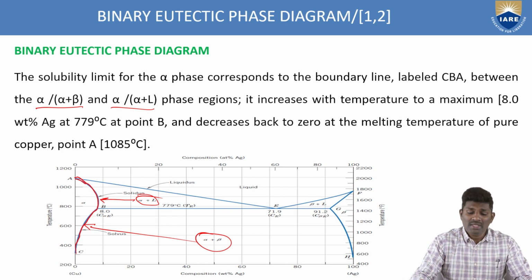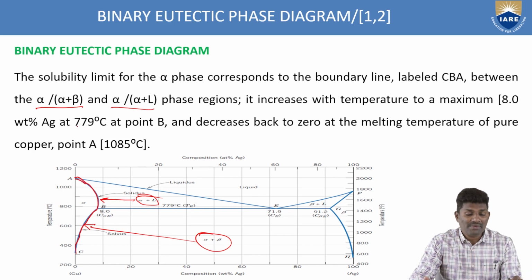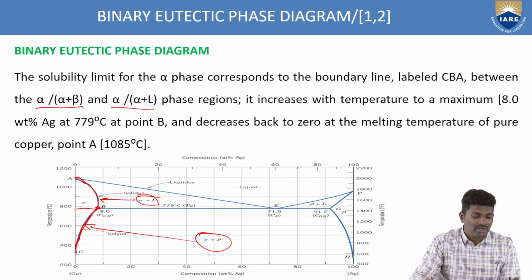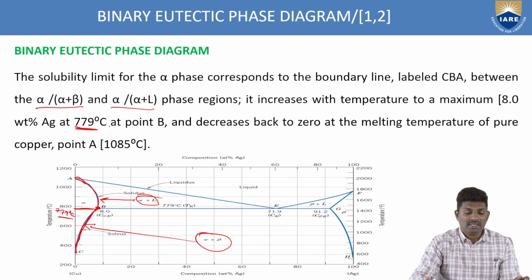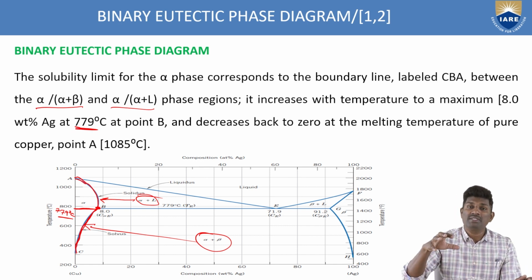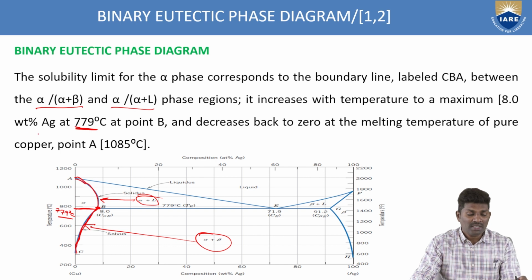Then what is happening here? It increases with the temperature to a maximum at a weight percentage of 8 at point B. Slowly you can see this curve increasing. Up to what point is it increasing? At point B. So at this point B, what is the temperature? If you draw the horizontal line at this point, you get 779 degrees centigrade. And if you see the weight percentage, what will the weight percentage be here? The weight percentage will be 8 weight percent of silver. Is it not?